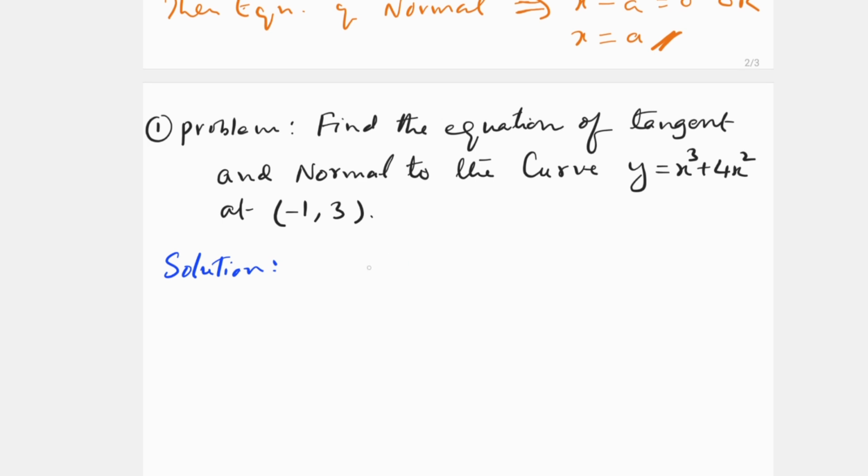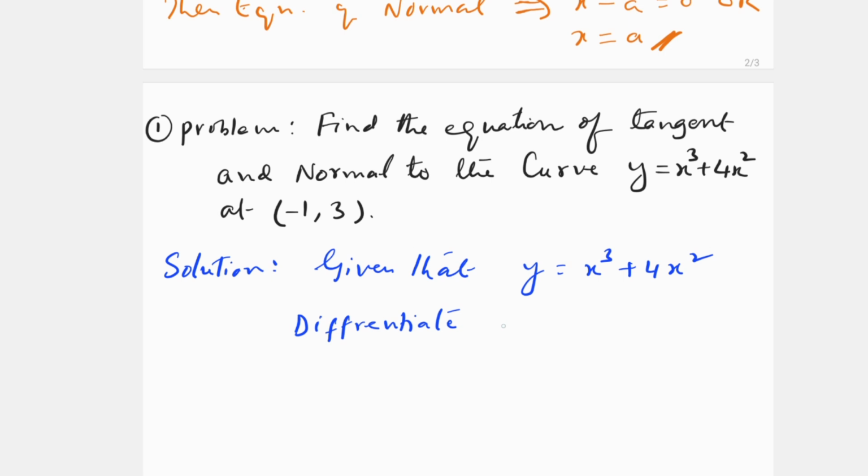Now, what is the given curve? y is equal to x cube plus 4x square. Now, differentiating this curve with respect to x, what will you get? dy by dx is equal to d by dx of x cube, which is 3x square, plus d by dx of 4x square, which is 8x.